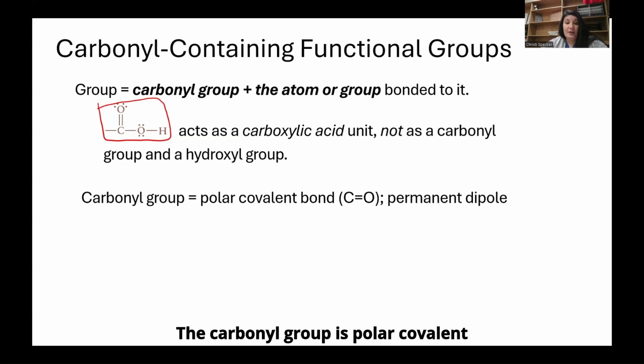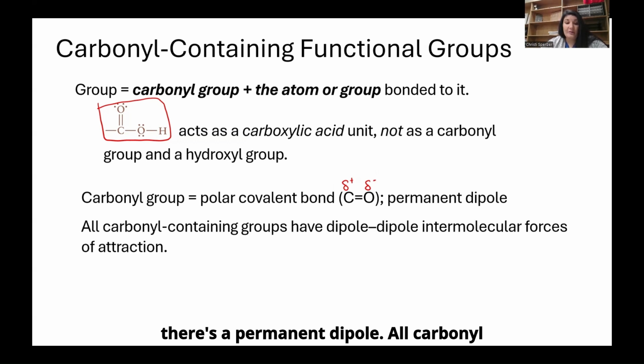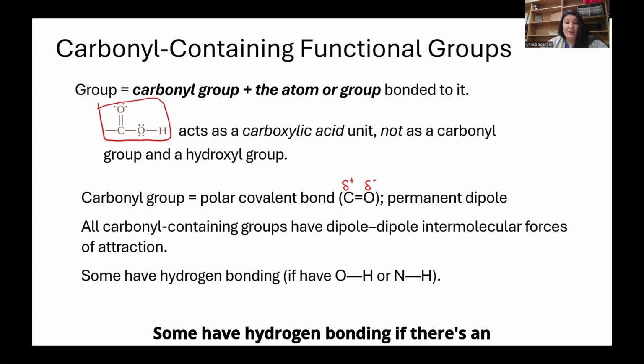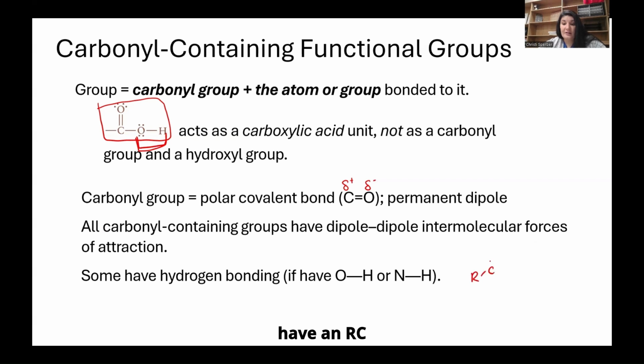The carbonyl group is a polar covalent bond. Carbon is partially positive and oxygen is partially negative, and therefore there's a permanent dipole. All carbonyl containing groups have dipole-dipole intermolecular forces of attraction. Some have hydrogen bonding if there's an OH or NH group on there. So for carboxylic acids, we have an OH group, and therefore it has hydrogen bonding. For aldehydes that have an R, C bonded to the carbonyl, bonded to the H, there's no OH or NH group right here. Therefore, it does not have hydrogen bonding.